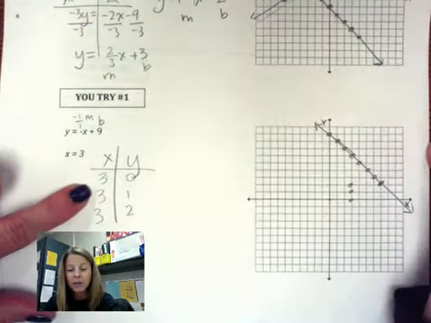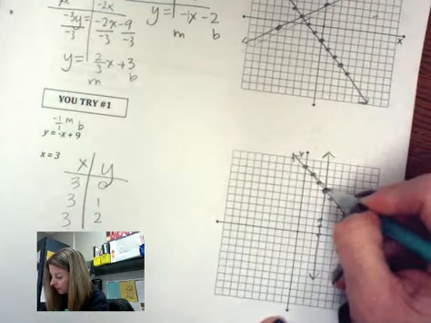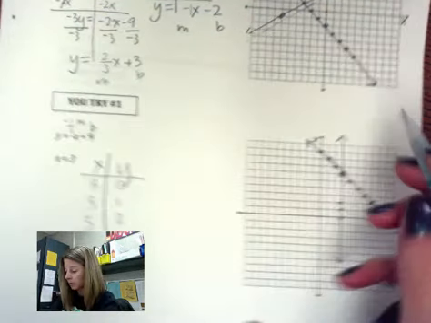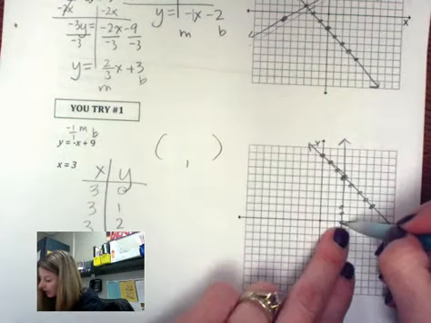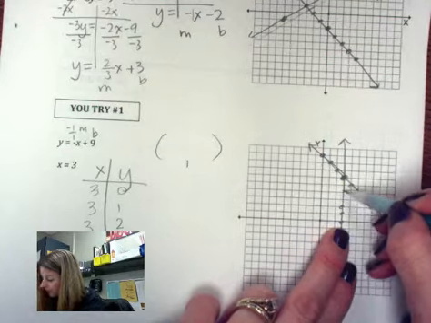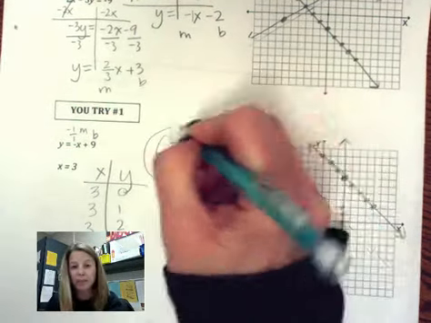So we can go ahead and connect, and then you can see your intersection point is right here. So I just need to now write the ordered pair down. That is at 3, and it's at 1, 2, 3, 4, 5, 6. So 3, 6, that is my solution.